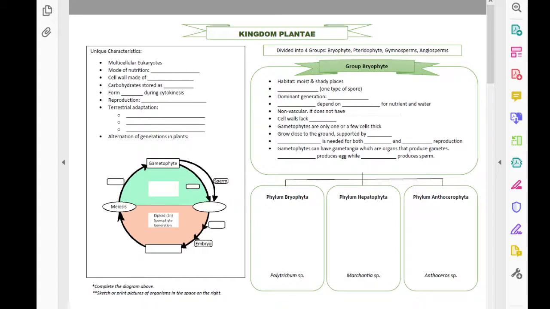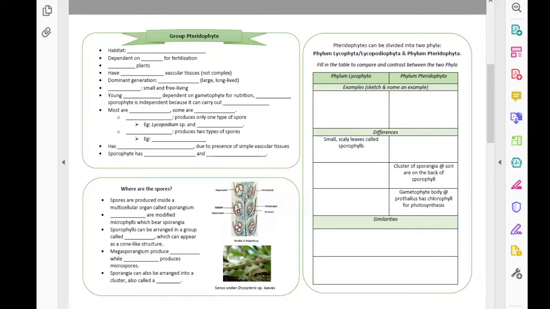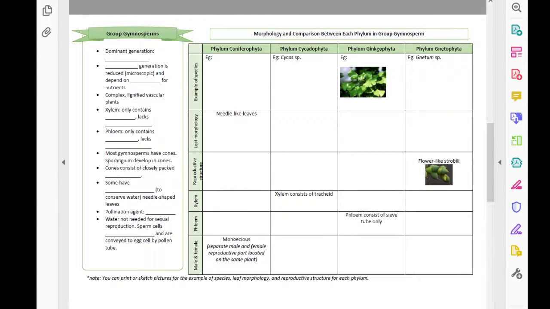We did have a worksheet, and I hope you filled in page 1 for unique characteristics of all Plantae, and the unique characteristics of bryophytes and pteridophytes. Today we're going into page 3, which is focusing on the group Gymnosperms.